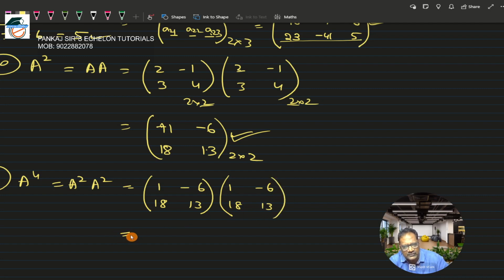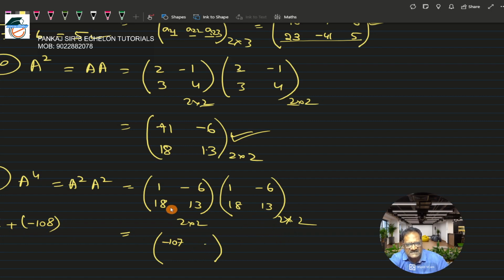Now this I'm going to work out. This is 2 by 2, this is 2 by 2, so it is possible. Now I'll do directly first row first column. So 1 ones are 1 plus 18 into 6. So 1 plus 18 into 6 is how much? 18 times 6: 6 8s are 48, 6 1s are 6 plus 4, 10, 108. So it is minus 108. So 1 minus 108 will be minus 107. So that is the answer for this place.